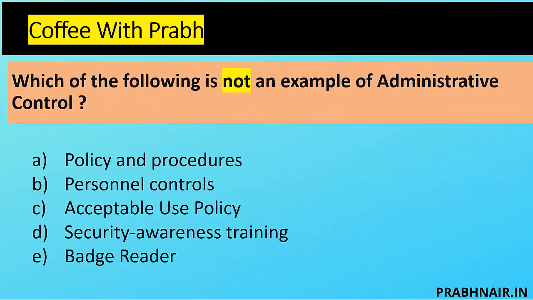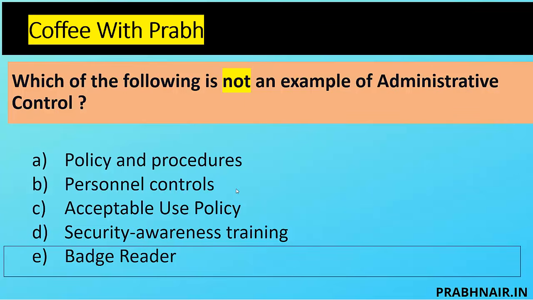Which of the following is not an example of administrative control? Policy and procedure are examples. Personnel control is an example. Acceptable use policy is an example of administrative control. Conducting security awareness training is instruction, so it is also part of administrative control. A badge reader is a physical control because it's a physical badge. It's going to scan on the device, and then the gate will open and you get access. So it is more like a physical control, and that is not an administrative control. So that's why the answer is E for elephant. Let's move to the next question.